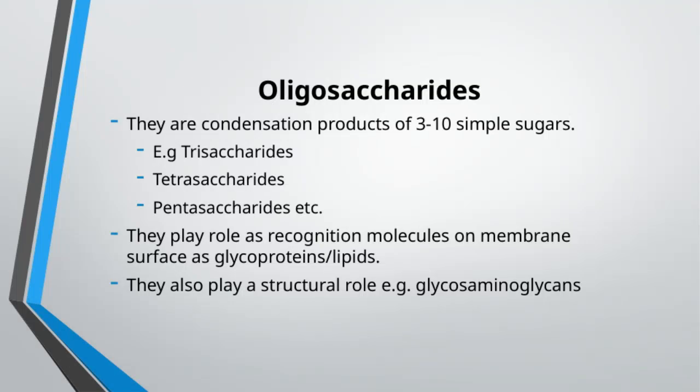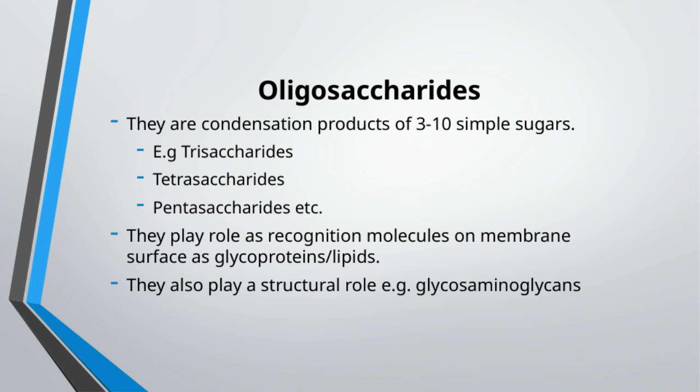They are condensation products of 3 to 10 simple sugars. For example, you might think of trisaccharides, tetrasaccharides, pentasaccharides, and so on. These molecules are quite versatile and play important roles in our bodies. One key function is as recognition molecules on the membrane surface, often in the form of glycoproteins or glycolipids. This means they help cells recognize each other and communicate effectively.